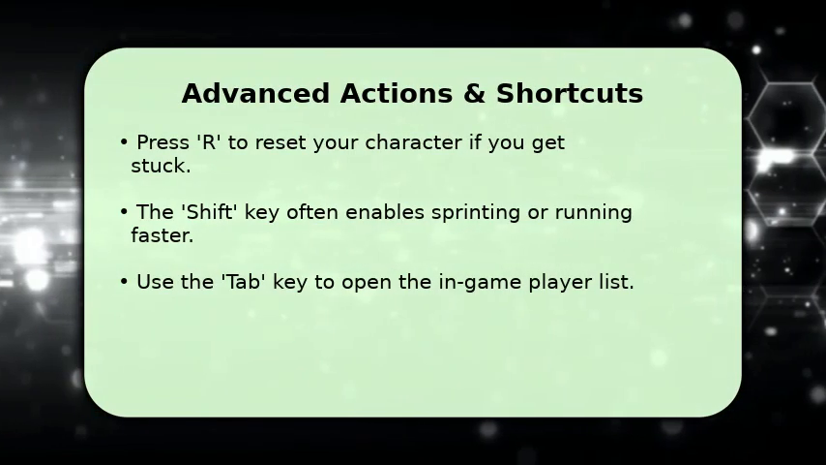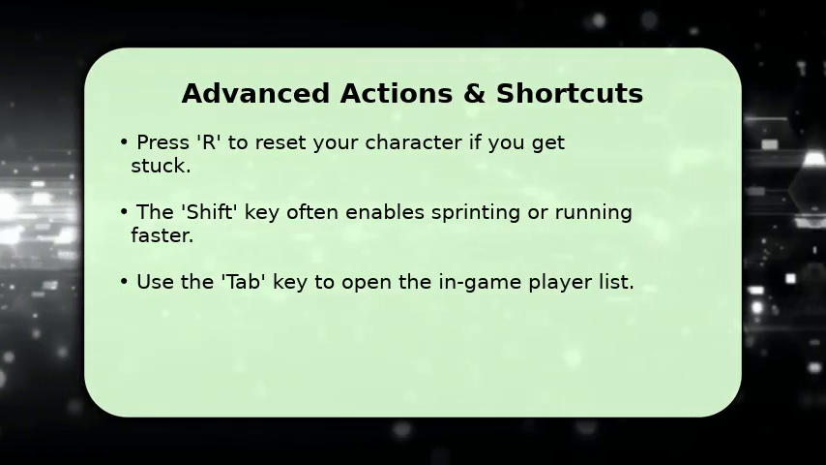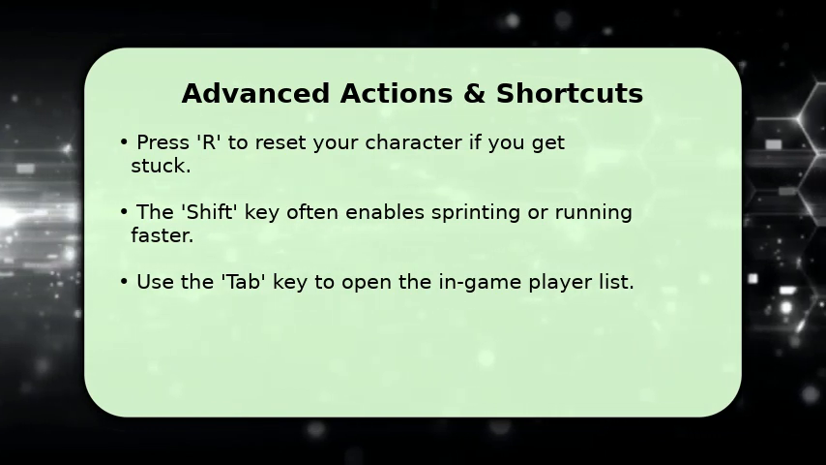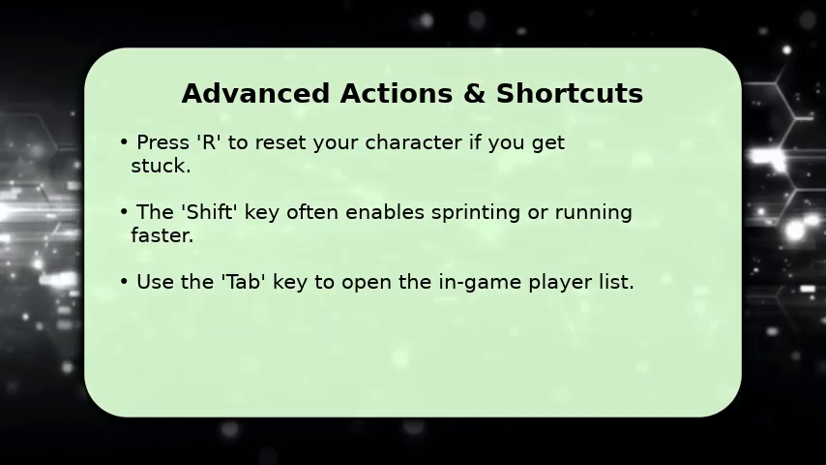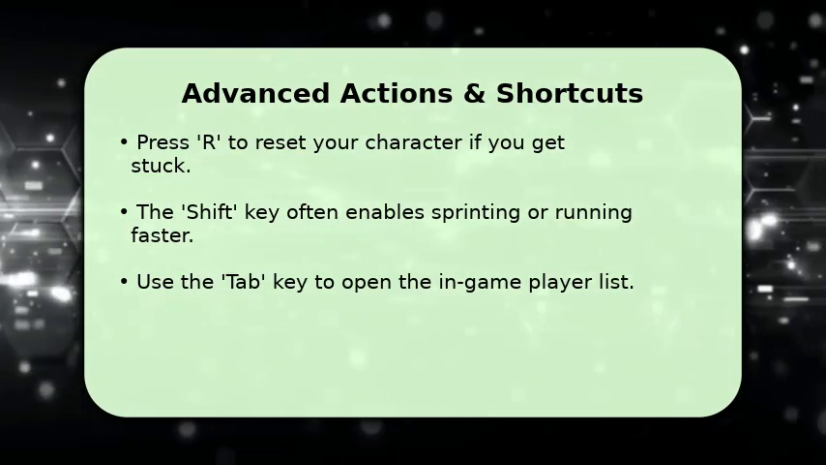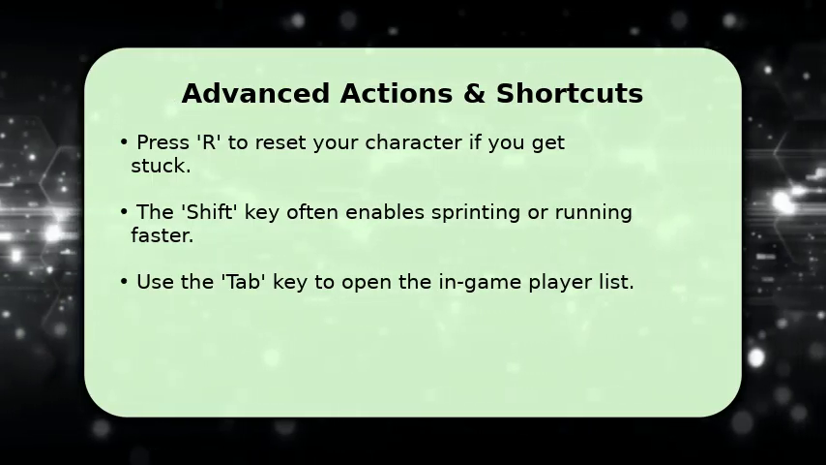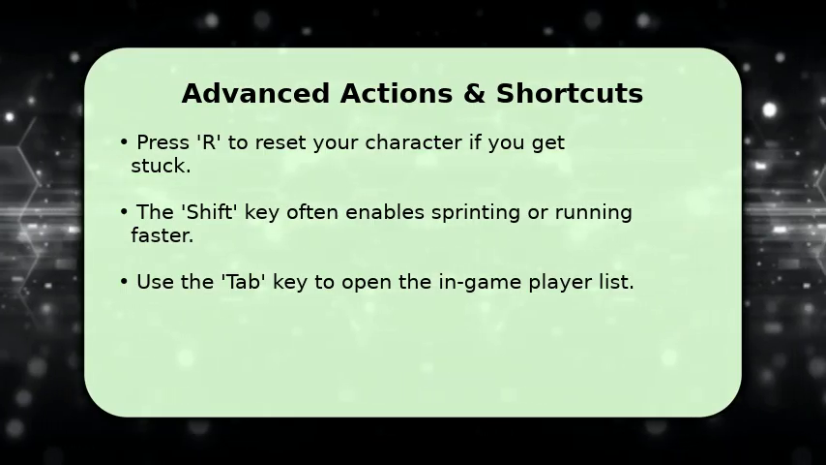Now, let's explore some advanced actions and useful shortcuts. If your character gets stuck or you need to restart, pressing the R key will reset your avatar. For faster movement, holding down the Shift key often activates sprinting in many games. To view other players in your game, simply press the Tab key. And for accessing game settings or leaving, the S key brings up the Roblox menu.